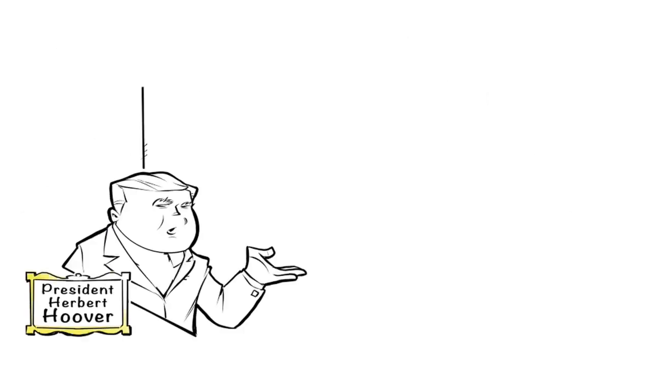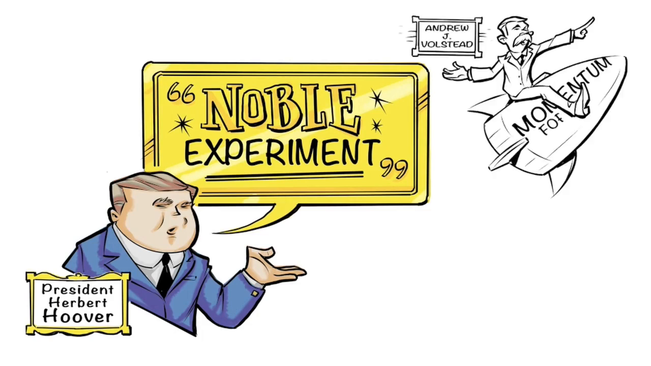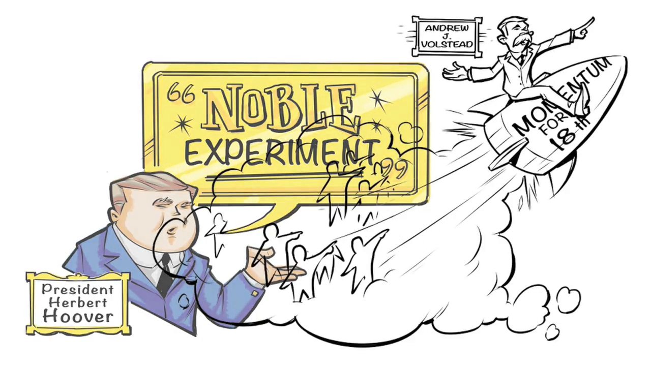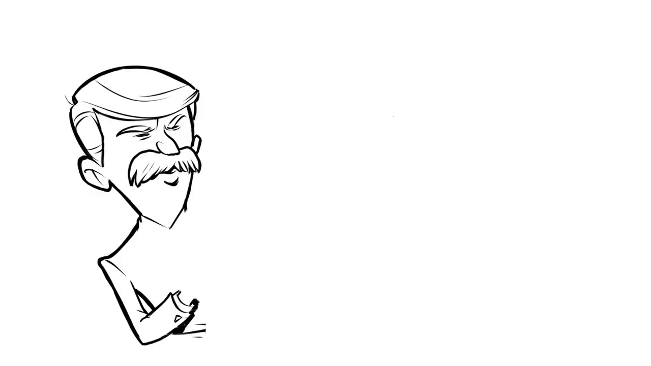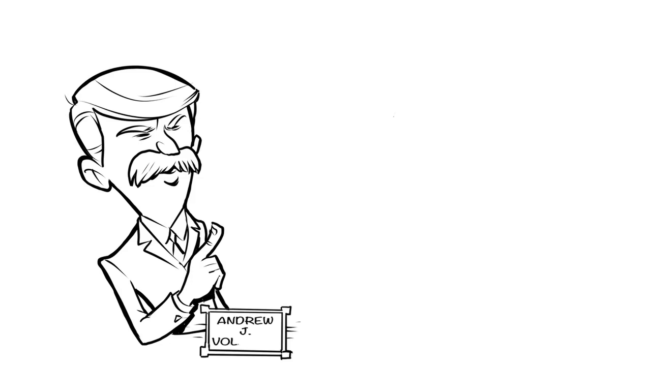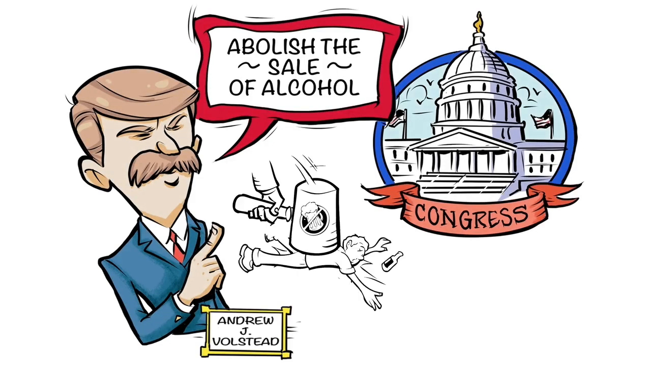Well, this ideology, or noble experiment as President Herbert Hoover called it, gained huge momentum when Andrew Volstead, chairman of the House Judiciary Committee, became a staunch supporter. And on December 18, 1917, Congress proposed the 18th Amendment, which, if ratified, would abolish the sale and consumption of alcohol. So it became law.